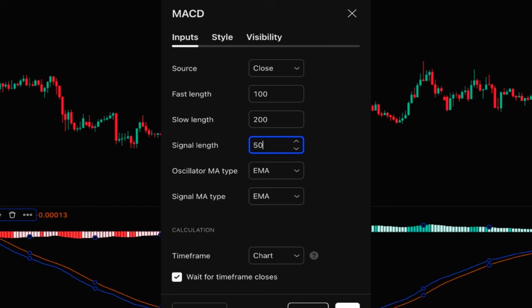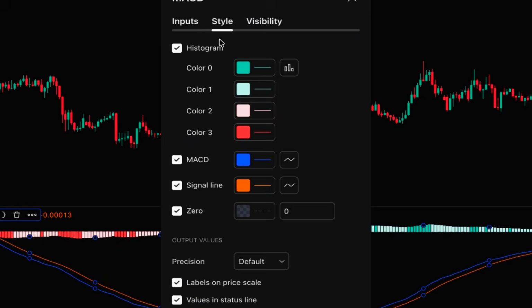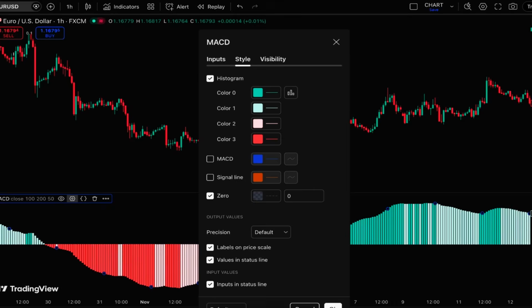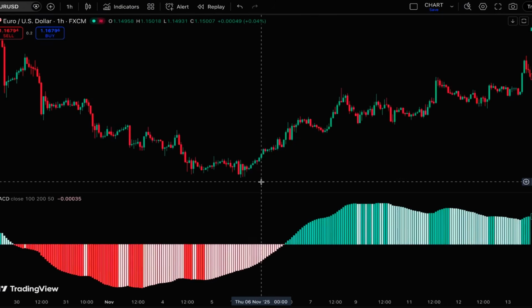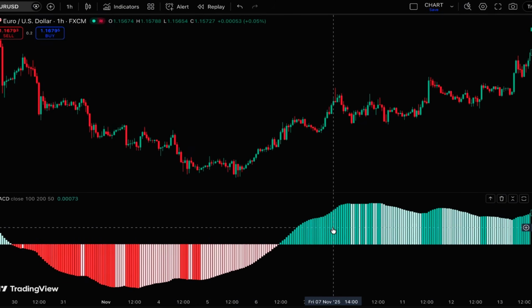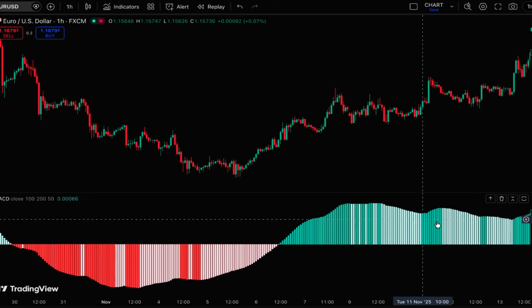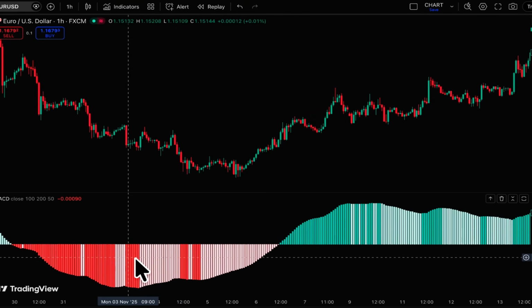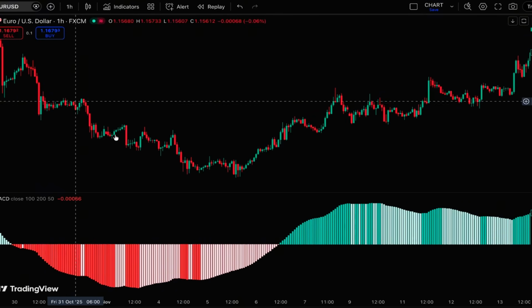and here for the signal length, we set it at 50, and then we go to the style tab and we remove the MACD line and signal line because we only need the histogram. Alright, with the settings that we made, now MACD can effectively help us with trend identification. When above the center line and green, the market is trending up, and when below the center line and red, the market is trending down.